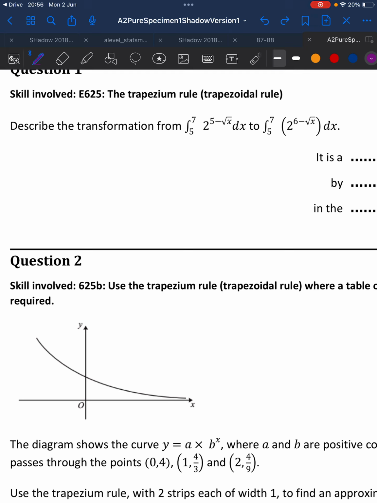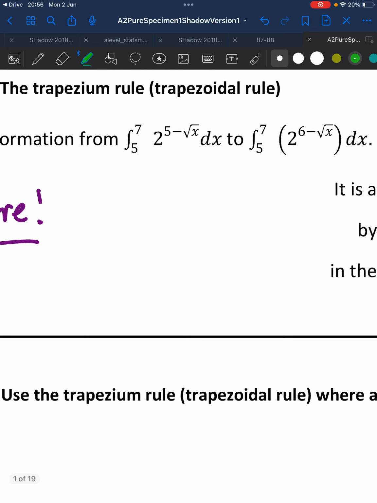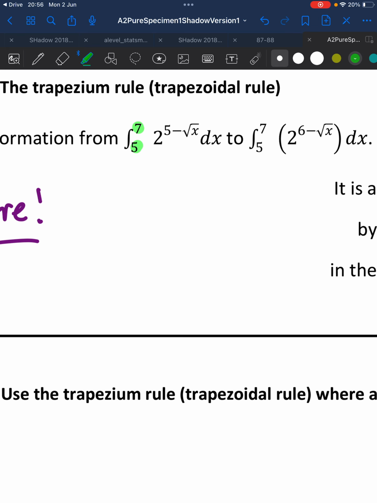Okay, so what this one's all about for us is comparing. Comparing results is massive in A level to spot what the question's all about. So I noticed the limits are exactly the same. This looks very, very similar. The only thing that I can see that's different is in the power. I've got this one here and this one here. So, how do they compare with each other?